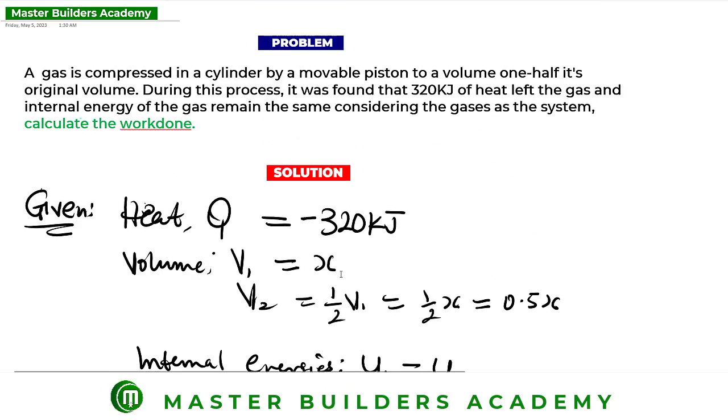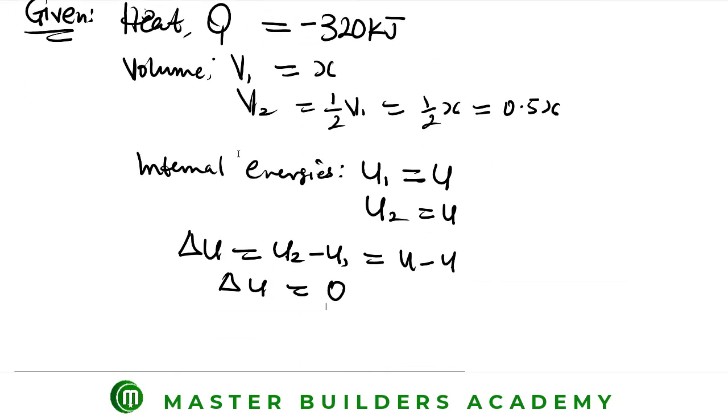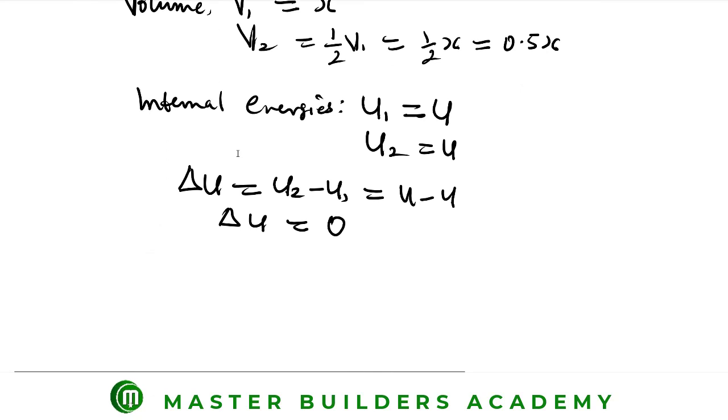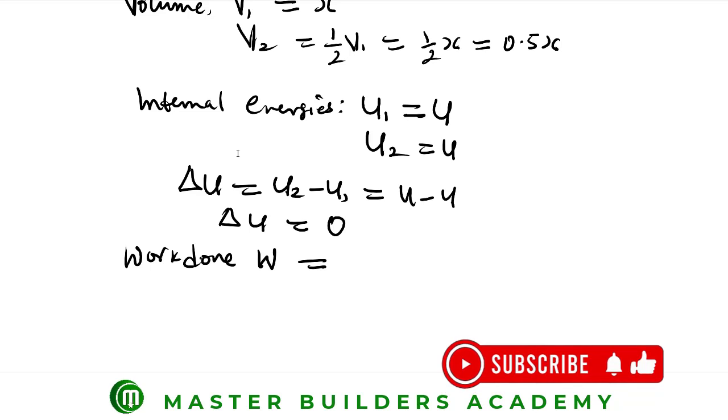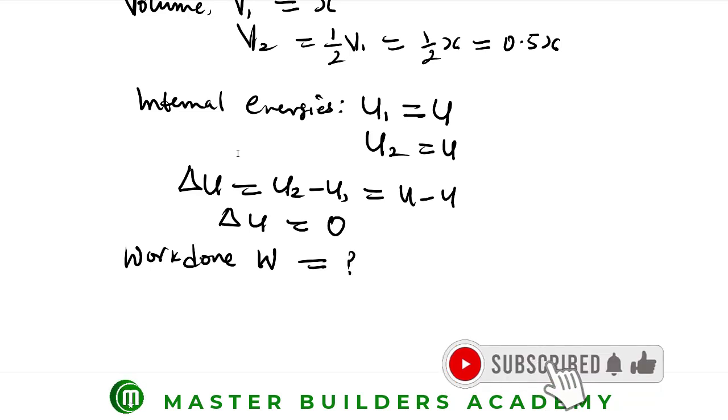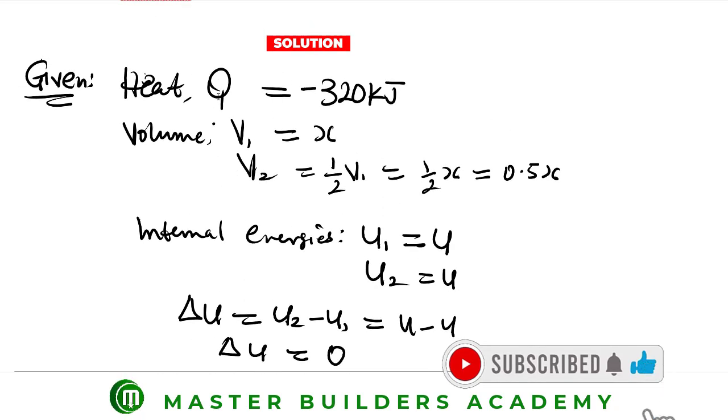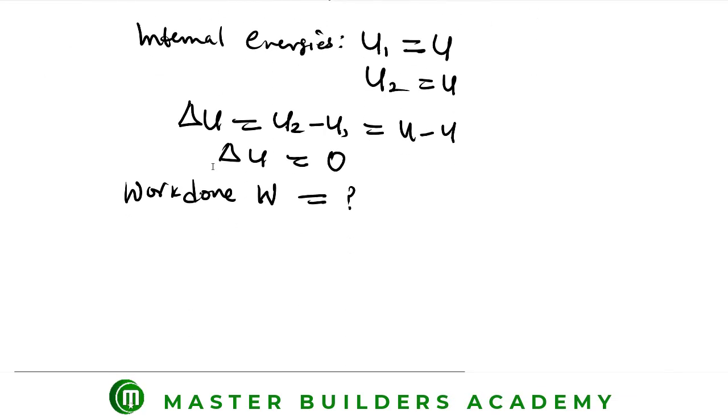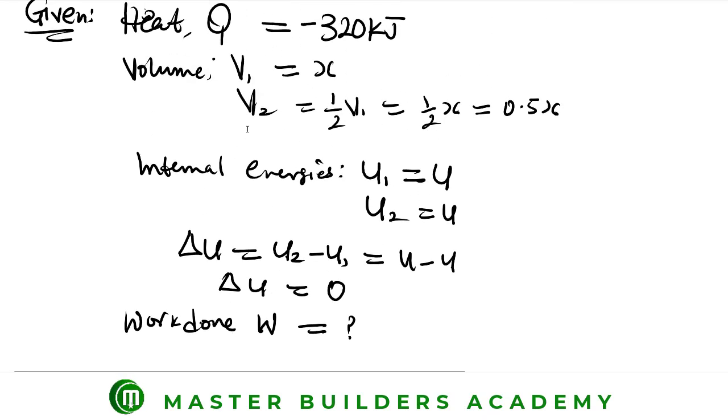Now, again, when we look at the question, what are we asked to find? We are asked to calculate the work done. So let's put down work done. That's W. Now, as we can see, the work done here is unknown. So, looking at this question, I have heat given, I have internal energy given, I have work done unknown. That means I don't even need these volumes here.